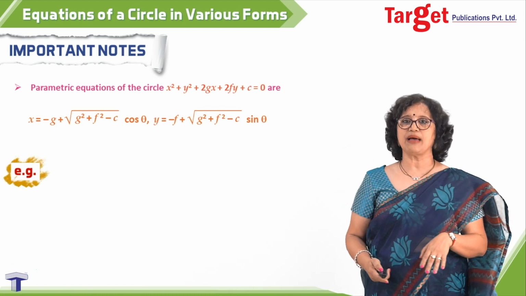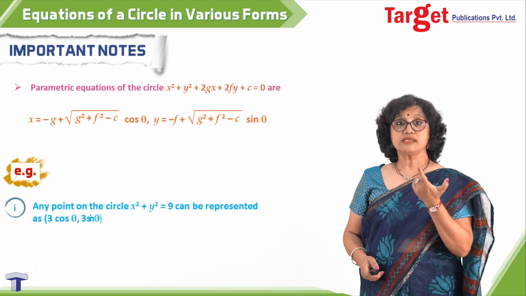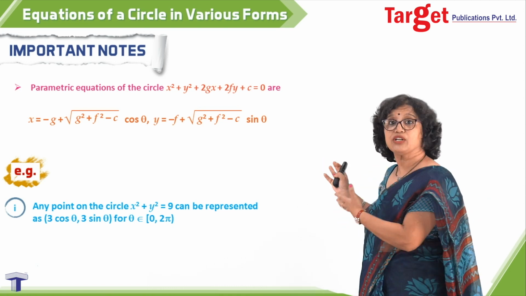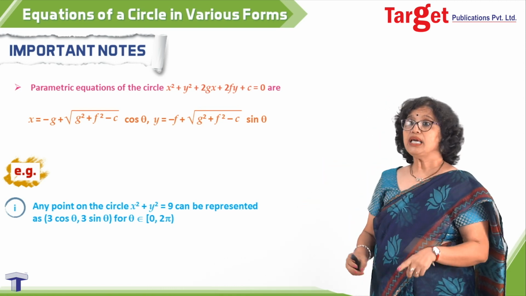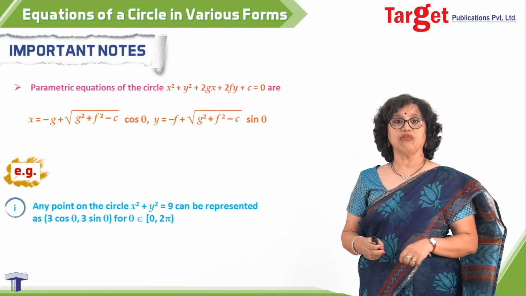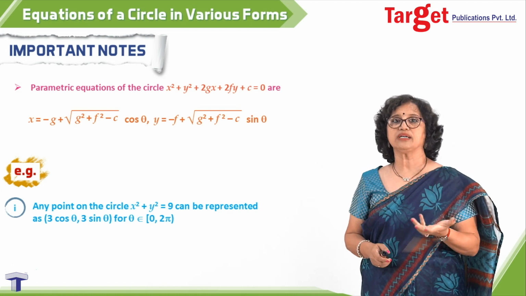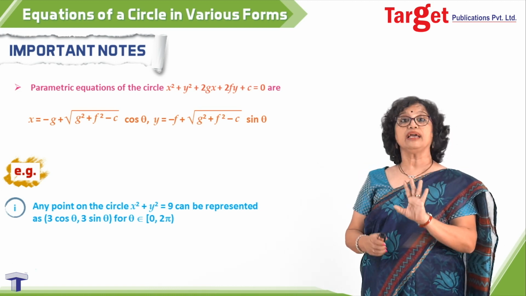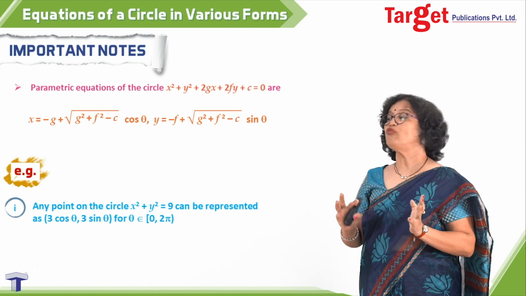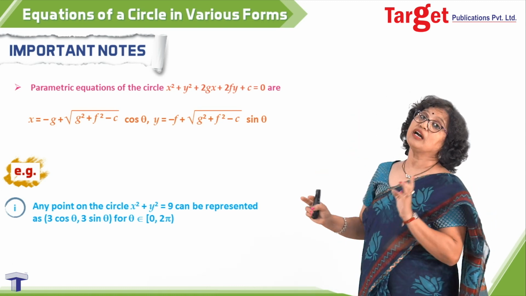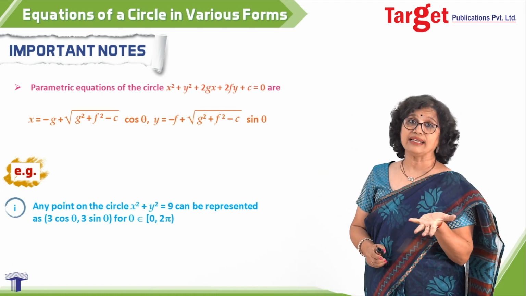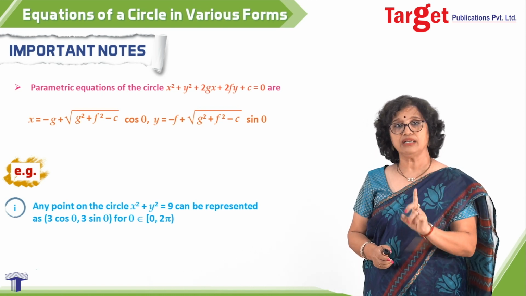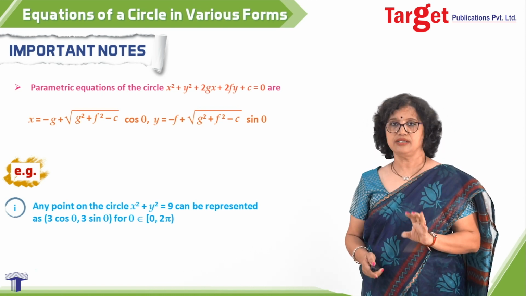So let us take one example here and understand how whatever we have learnt is going to look. The first one is, if x square plus y square equal to 9 is the equation of the circle, then any point in its polar form or parametric form would be written as 3 cos theta comma 3 sin theta. And where does theta lie? Theta lies in the interval 0 to 2 pi, closed at 0.